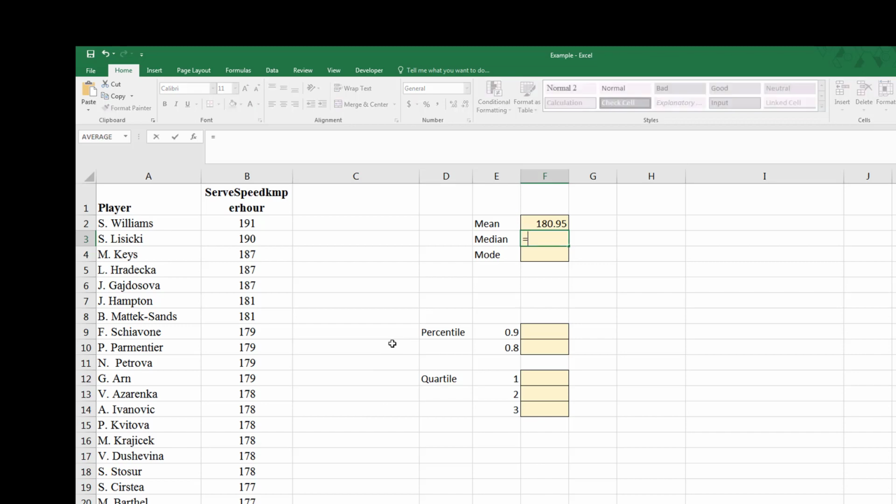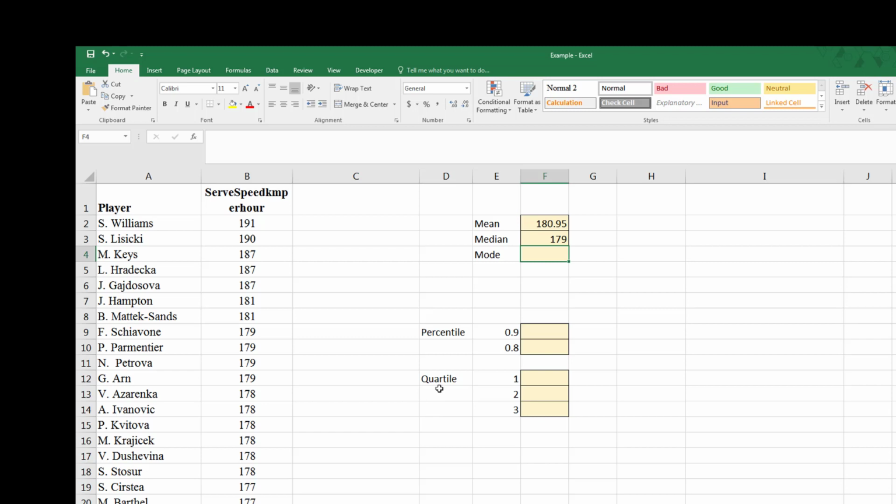The median is not much worse. It's just start spelling the word median. The instructions say to gather the information in a sequence, and then just push return. There's that median, 179, which was also the median that I had in my lecture notes.